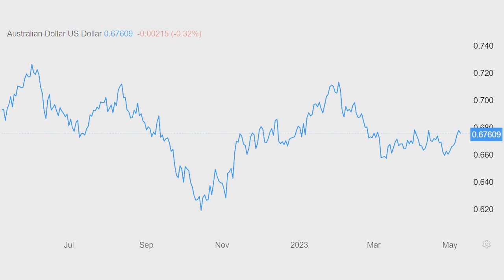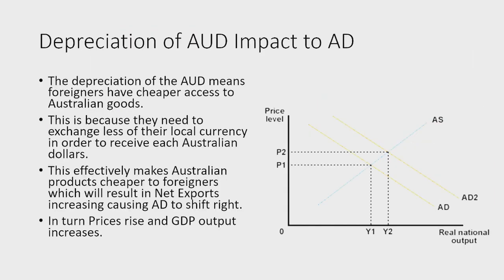We know that the Australian dollar is depreciating, so how does that impact AD and AS? So when we're talking about depreciation of the AUD and its impact to AD, we need to remember that a depreciation of the AUD means foreigners have cheaper access to Australian goods. In other words, an American, a Chinese person, whoever it may be, can now exchange less of their local currency in order to get Australian dollars. So effectively, they're getting a discount for their goods and services.